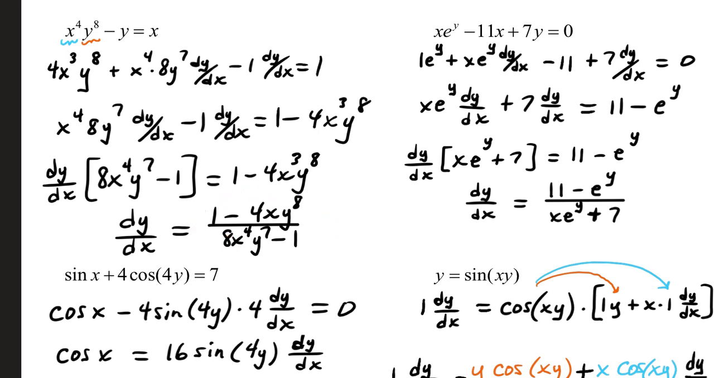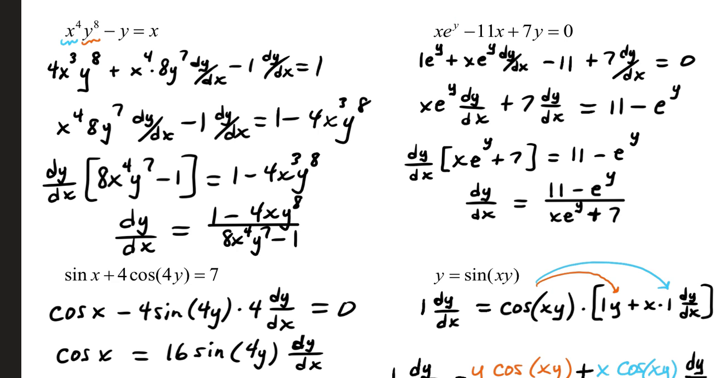You can find the rate of change anywhere on a graph, even if it's not passing the vertical line test, because you have an x and a y value, so you can sub an entire point in instead of just an x coordinate. Let's look at the top right. We have a product of x e to the y.